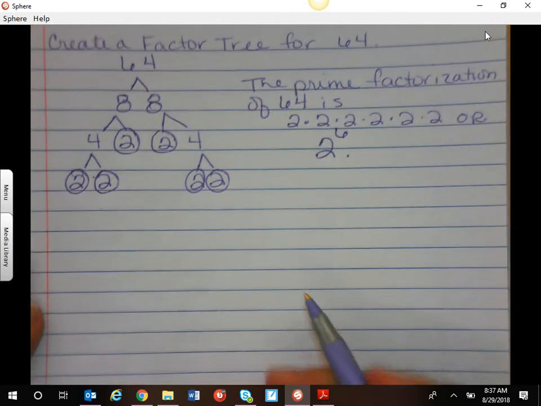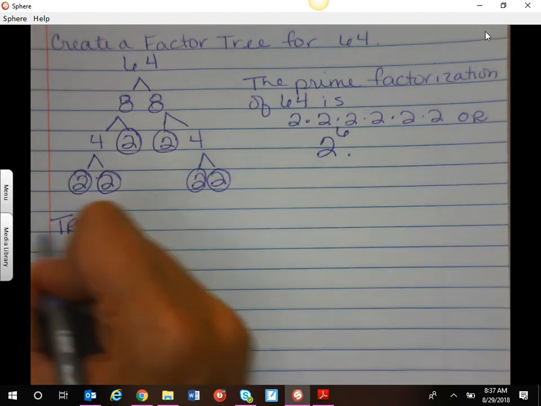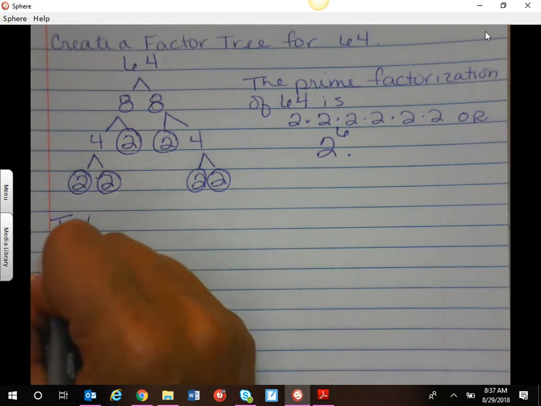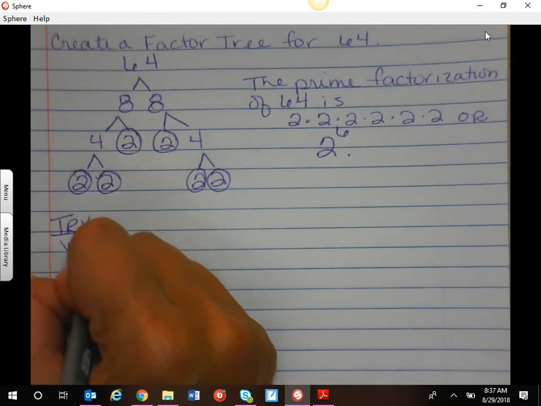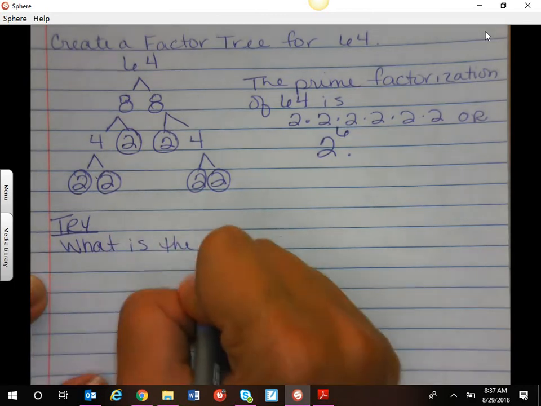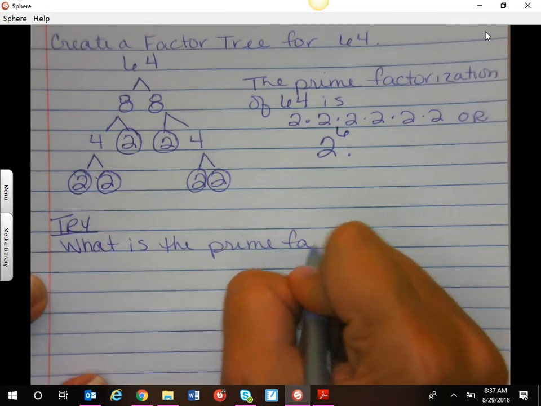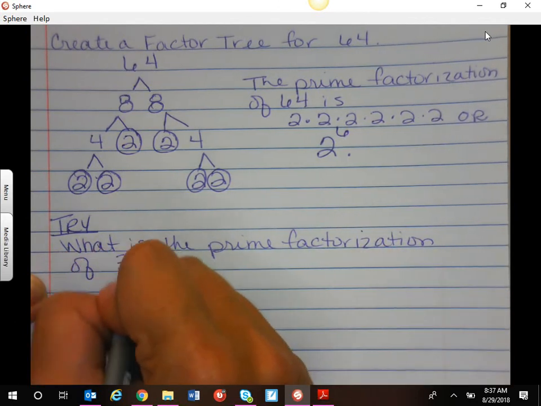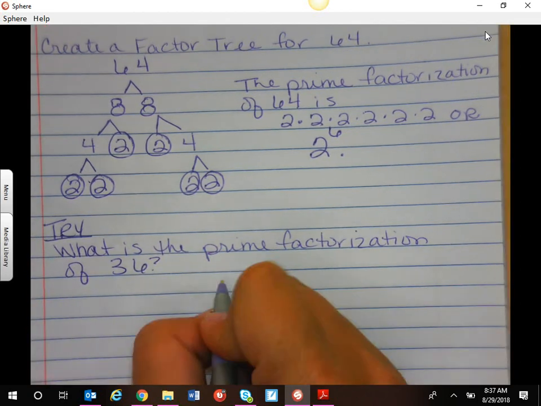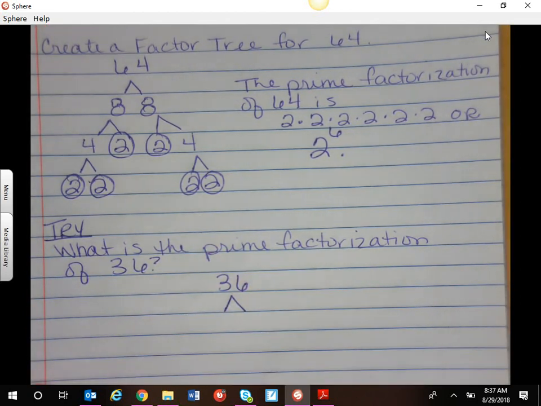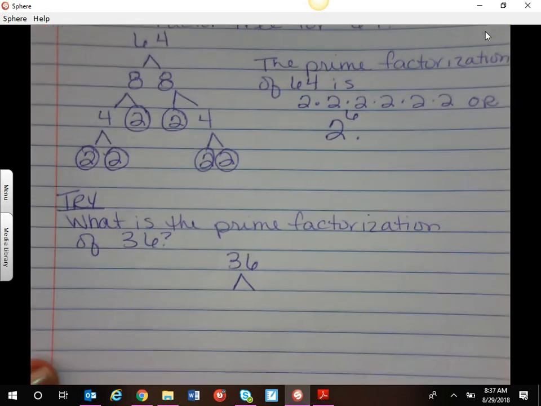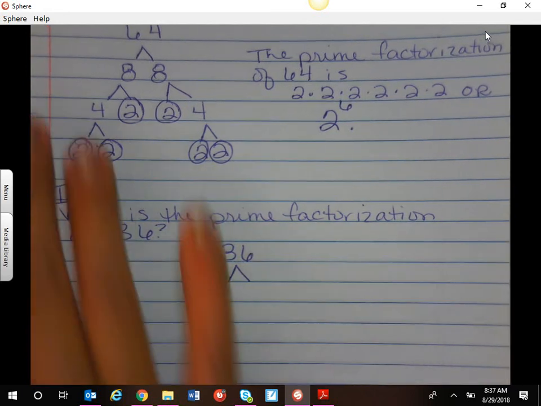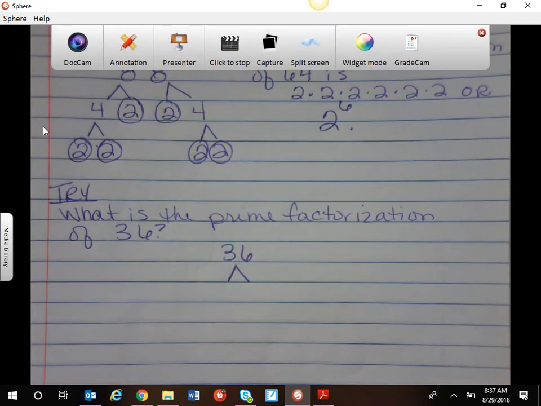So I would like you to try one tonight, and then you can answer it on the video. I would like you to try and answer what is the prime factorization of 36. So what I want you to do is I want you to create a factor tree for 36, and then you can do it here and then answer the question in the video. And we're going to talk some more about this in class.